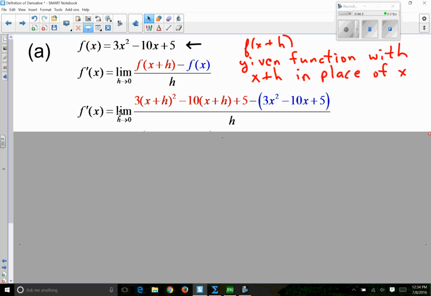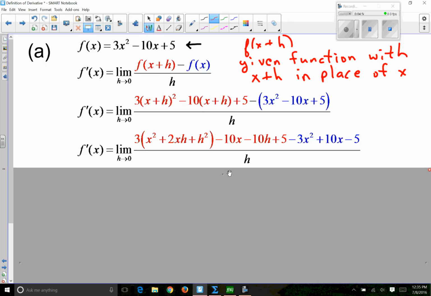F prime of x equals the limit as h approaches 0. All of this red is what I just said. It's 3, there's the 3. Instead of x squared, it's x plus h squared. Instead of -10 times x, it's -10 times x plus h. Plus 5 is still there. And there, the minus is part of this definition. It's right there. And this blue is just f of x. The blue is the given function. And now we just do a lot of algebra.